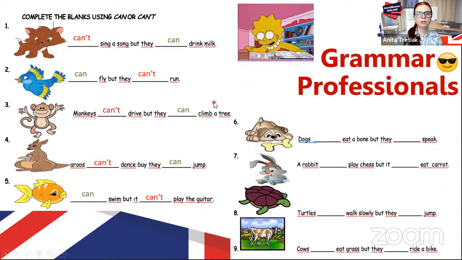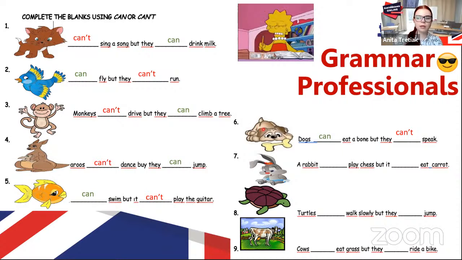Waiting for your answers there. And now it's time to check. Dogs can eat a bone, but they can't speak. All right then, Leo and Mark, it's so cool that you have all the answers. Nice job. Then, number 7, a rabbit can play chess and eat carrot.